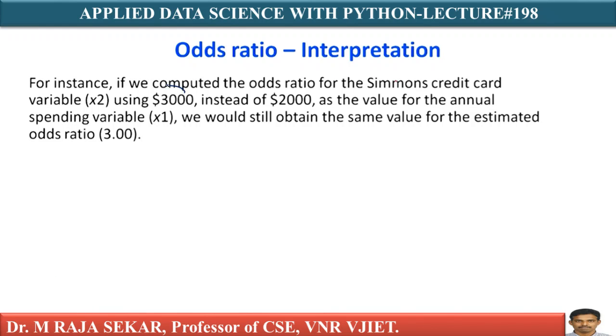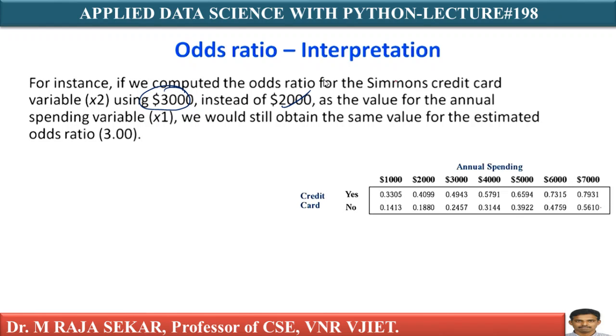Just say this one. For instance, if we compute odds ratio for Siemens credit card variable x2, with x1 using $3,000 instead of $2,000. Earlier we were discussing $2,000. Now let me calculate the same thing for $3,000 as the value of annual spending variable x1. That is one more independent variable. Just see how I will calculate odds 1 for $3,000. This is my $3,000, isn't it?